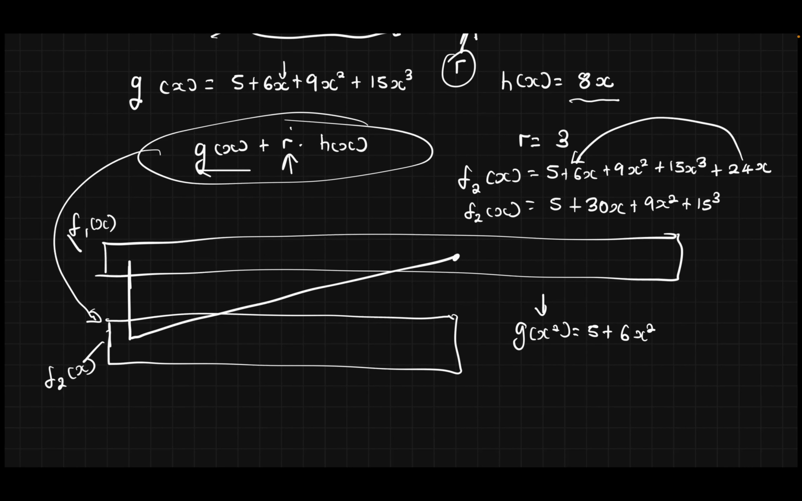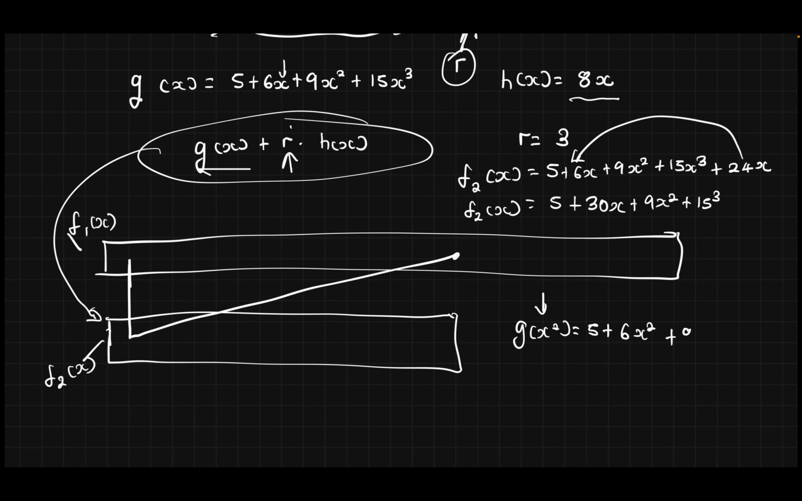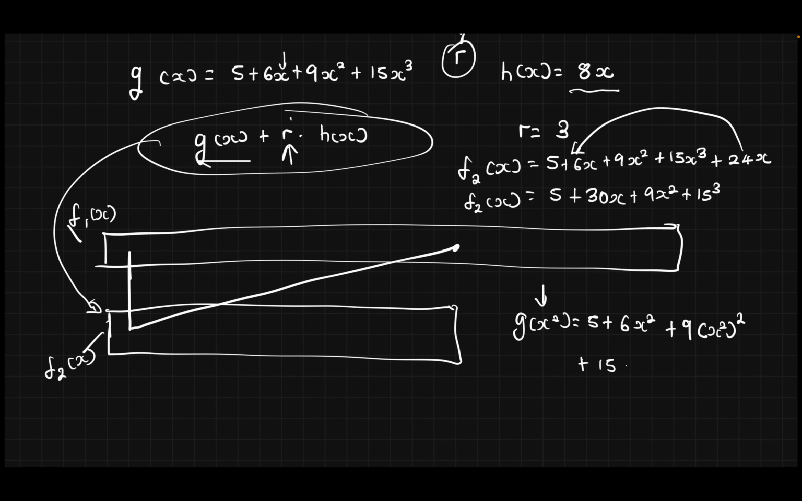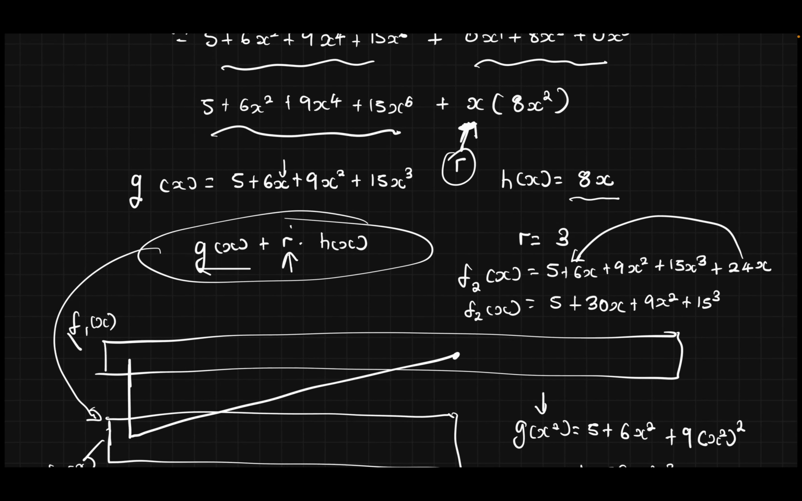So x there is now x squared. And for the other one, it's 9x, where x is x squared, so x raised to the power of 2 becomes 2 times 2, which is 4, right? Then plus 15x squared raised to the power of 3. So at the end of the day, it's 5 plus 6x squared plus 9x^4 plus 15x^6. Make sense?